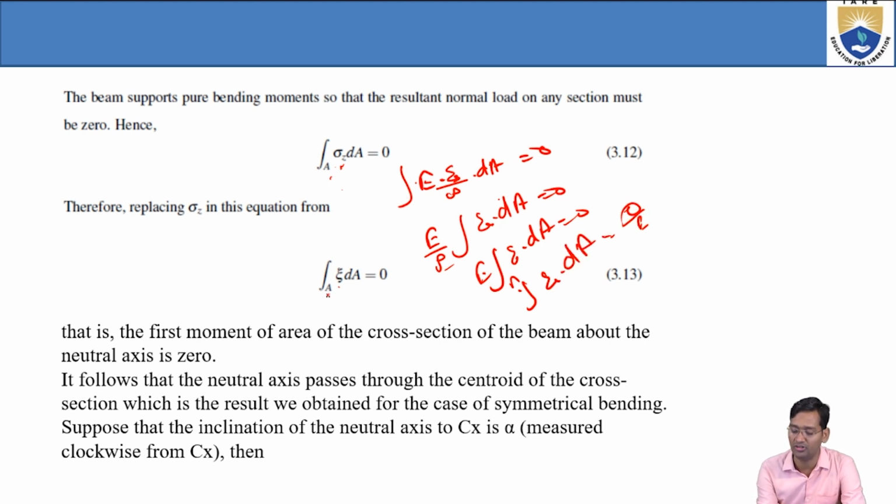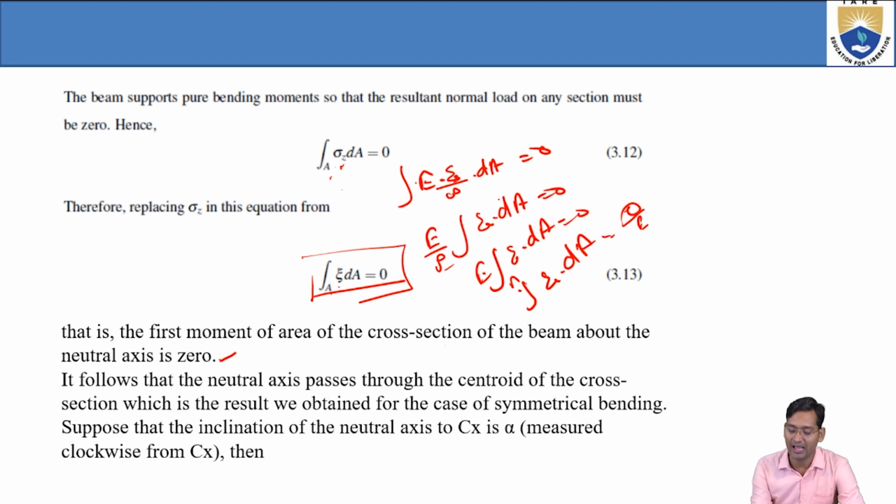So the integral of zeta dA equals 0. This is the first moment of area of the cross section of the beam about the neutral axis, and it is 0. Now the moment of moment, that area moment, is called the moment of inertia. Right now this is the first moment, so the first moment of area of the cross section of the beam about the neutral axis is 0.